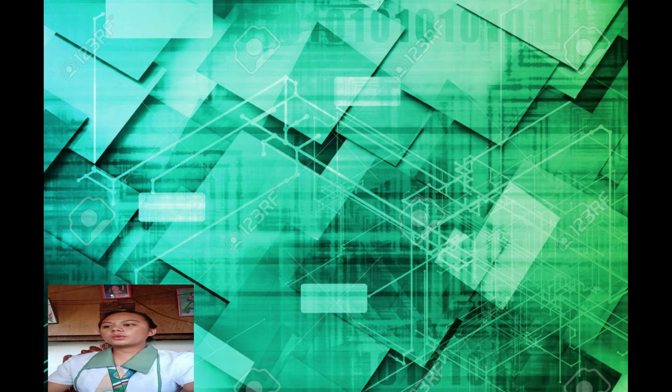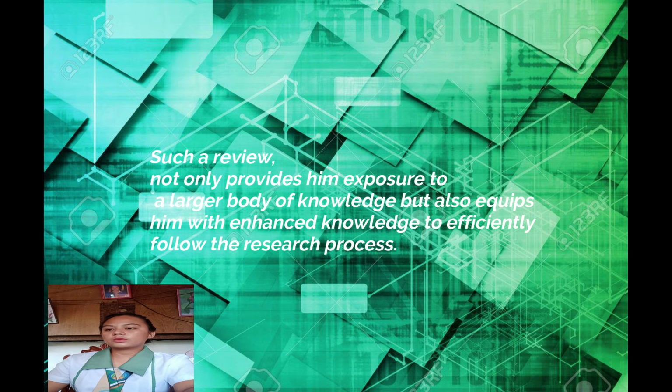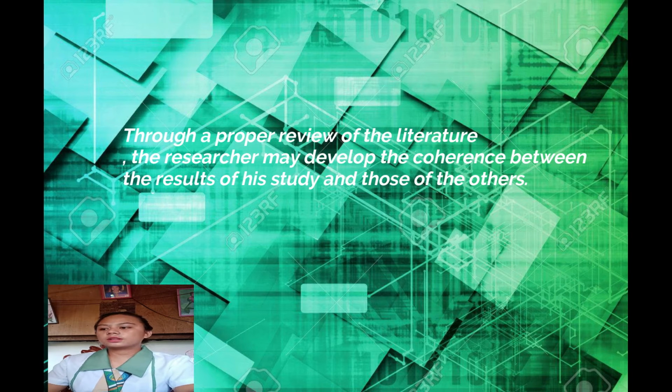Step 2. A review of relevant literature is an integral part of the research process. It enables the researcher to formulate his problem in terms of a specific aspect of the general area of his interest that has not been researched so far. Such a review not only provides him exposure to a larger body of knowledge, but also equips him with enhanced knowledge to efficiently follow the research process. Through a proper review of the literature, the researcher may develop coherence between the results of his study and those of others.